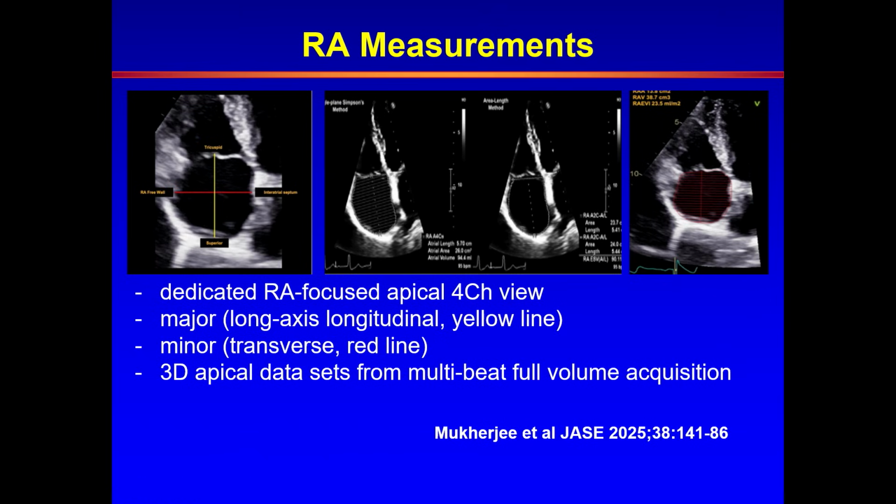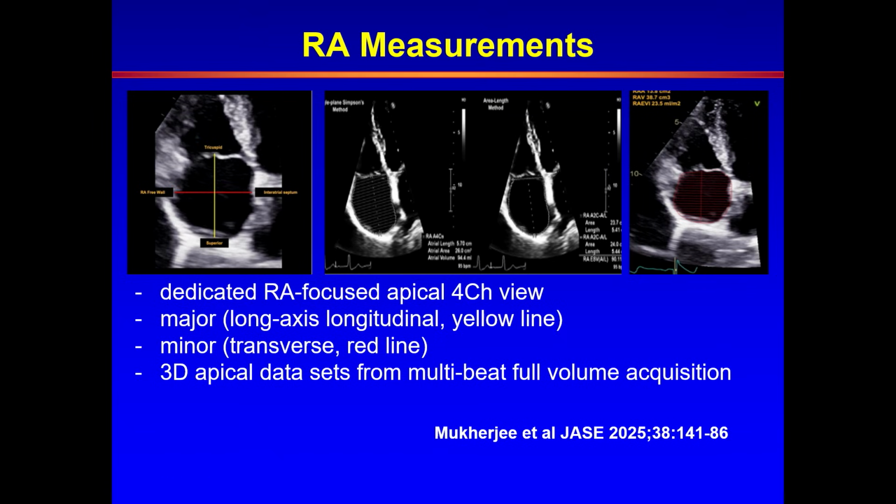While I presented these in the guidelines, we rely more on RA area and RA volumes. So for area, you are doing a planimetry for that area from above, from the lateral tricuspid annular plane along the free wall of the RA, the superior wall, down the interatrial septum to the medial side. The upper limit of normal is 19 centimeters squared.